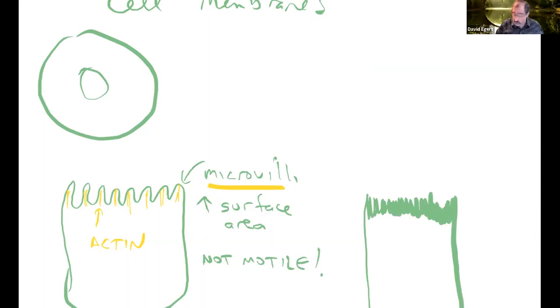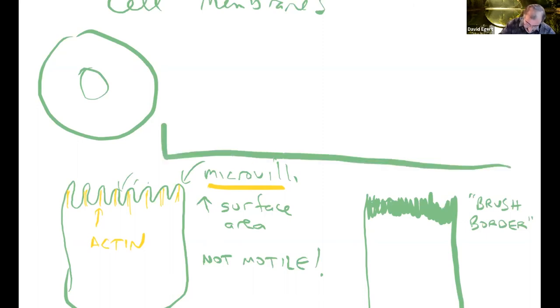Brush border, because in reality, it doesn't look like individual things. It's clear it's not just a smooth boundary, but it looks more like the edge of a paintbrush. So that's one thing. And there is something called stereocilia, which is like super long microvilli. We'll only see one example of that later when we get to the ear, but let's forget about that for now. The other big thing you should know about are cilia.